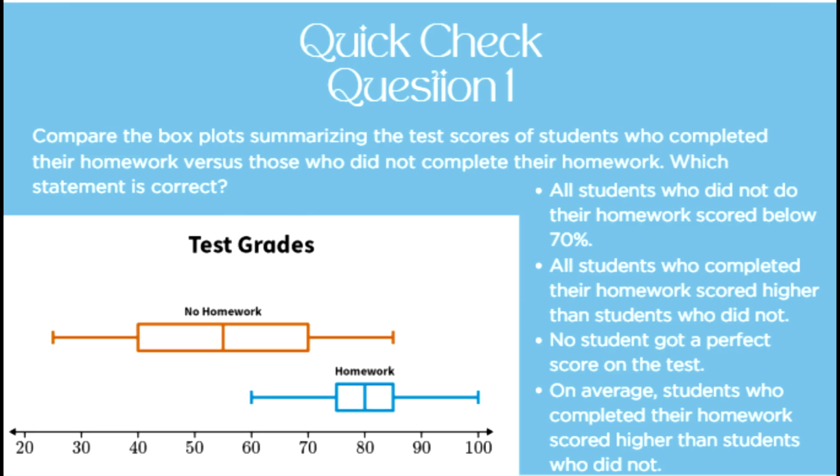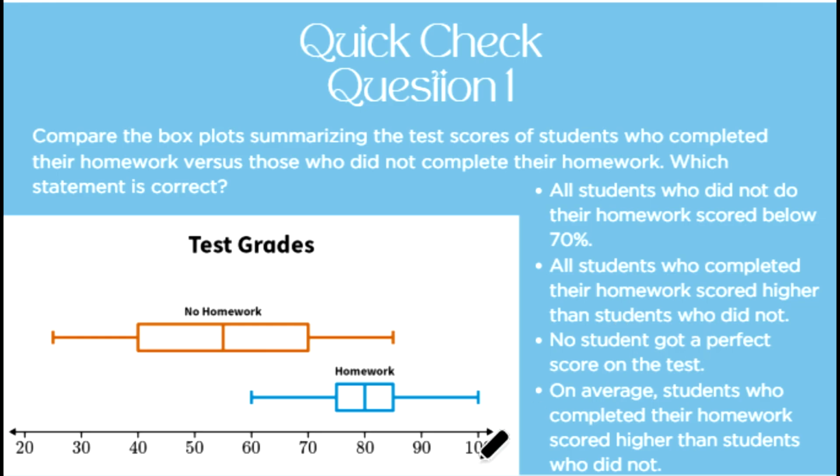This is quick check question number 1. You do get graded on this, so I won't give you the answer. I mean, I didn't give you the answer last time. Compare the box plots summarizing the test scores of students who completed their homework versus those who did not complete their homework. Which statement is true? So you're going to go through these and figure out which one is true. All students who did not do their homework, which is here, scored below 70%. So did they all score below 70? All students who completed their homework scored higher than students who didn't. So these people that all did their homework, did they all score higher than those who did not?